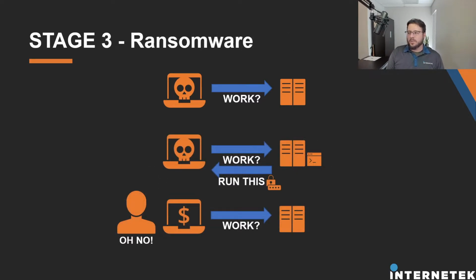And so our stage 3 is ransomware. As we can see here, our compromised endpoint, or our laptop here, is calling out to the bad guy's server and saying, "You got work for me?" And the server says, "Okay, yeah, I got something for you. Run this file." In this case, this is a ransomware encryptor. And then you can see it encrypts the files.